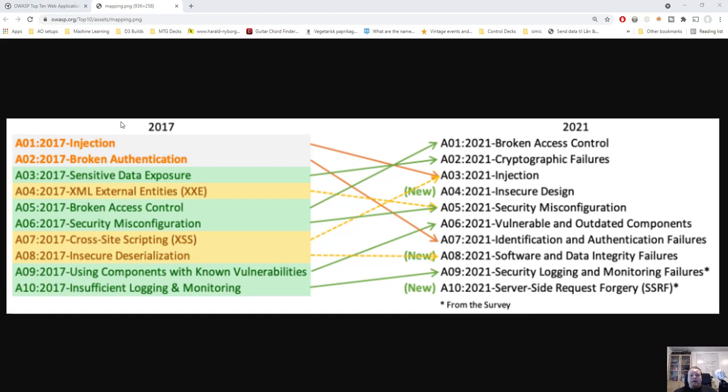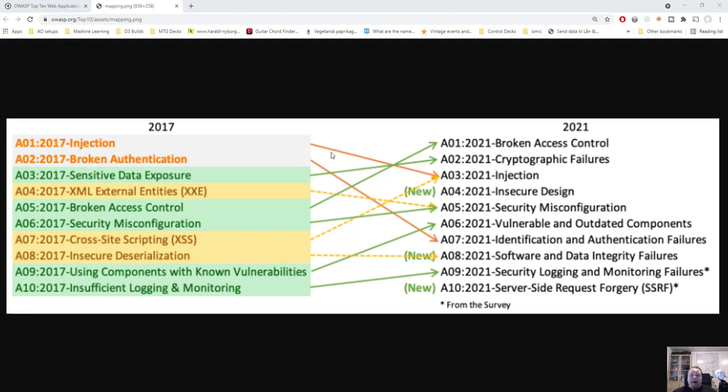Alright, so let's look at the old version that we all know a lot. We have injection, broken authentication, sensitive data exposure, XML external entities (XXE), broken access control, security misconfiguration, cross-site scripting, insecure deserialization, using components with known vulnerabilities, and insufficient logging and monitoring.